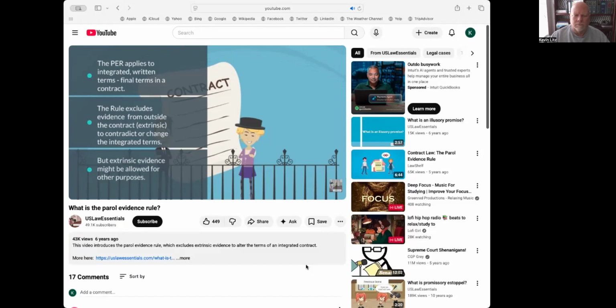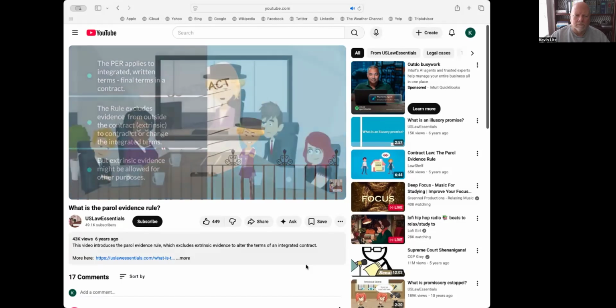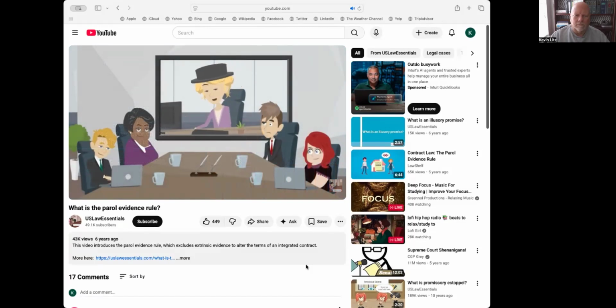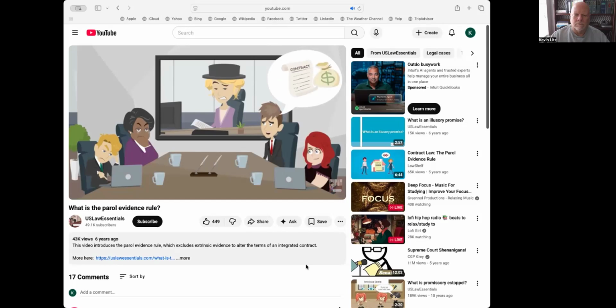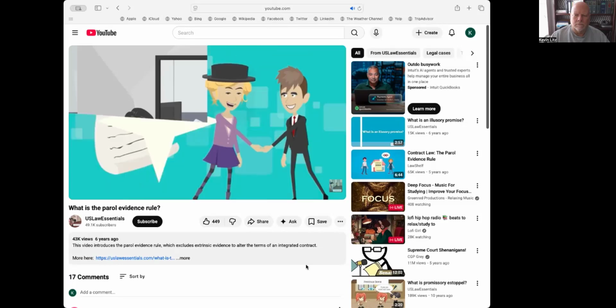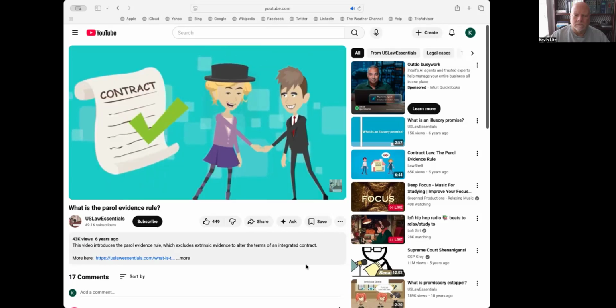But keep in mind that evidence from outside the contract might be admissible for purposes other than contradicting or changing the terms of the contract. Contracts are often negotiated over time, and the parties might discuss all sorts of terms and conditions, such as payment terms, relevant dates, and each side might have different views as to what should be agreed on in the final contract. At some point, though, we hope the parties will reach an agreement, and they'll sign a contract with final terms on which all parties have agreed.